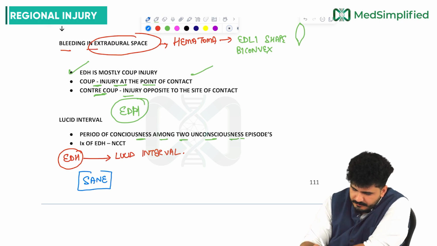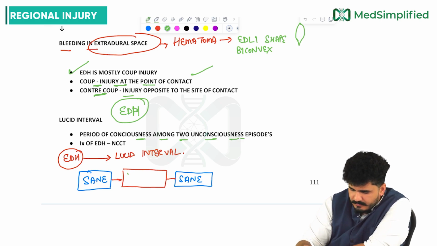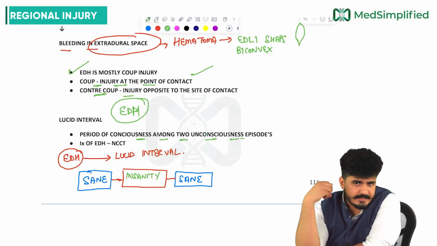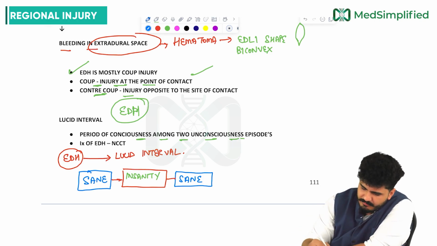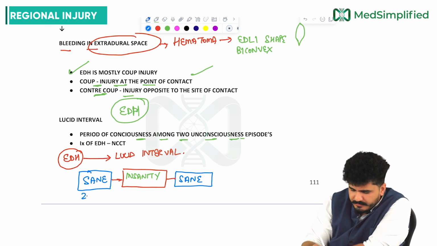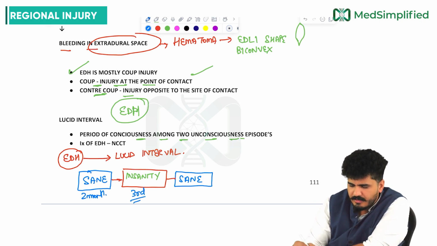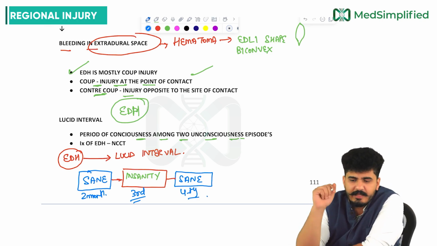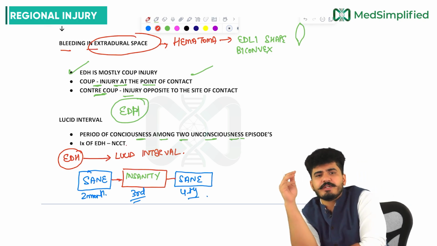the person was sane, then in between there is a gap, then he again becomes sane. In between the sane and the sane, there is a period of insanity, when the mental status of the person was gone. For example, he was sane for 2 months, then in the 3rd month he became insane, and after the 3rd month, in the 4th month, he becomes sane again. So this is called the lucid interval.